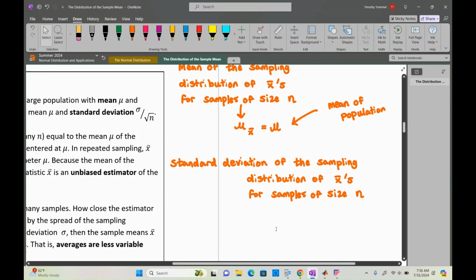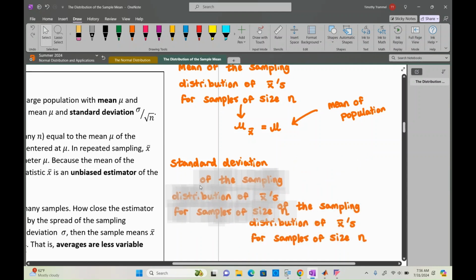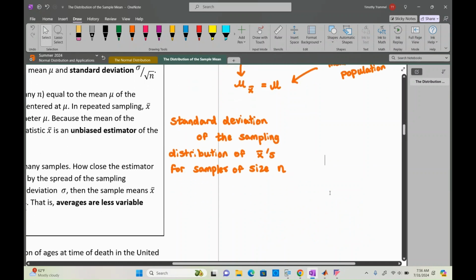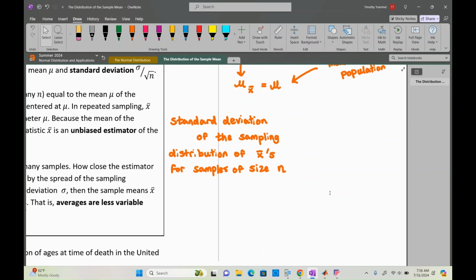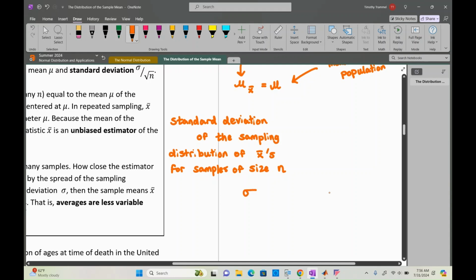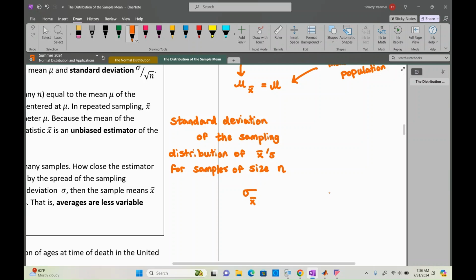There we go. Okay. So yeah, this is... you know what? I'm going to just scoot that right below it. There we go. So the standard deviation of the sampling distribution of X bars for samples of size n, I know it's a mouthful, is going to be notated with a sigma and then an X bar as a subscript. Again, to note that this is the standard deviation for all of those sample means.